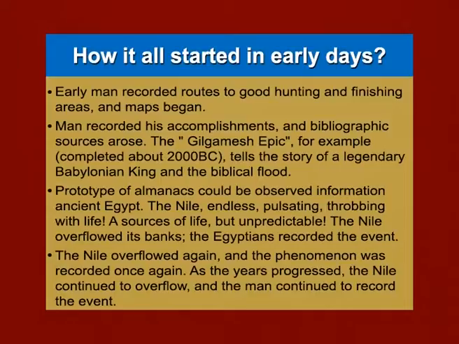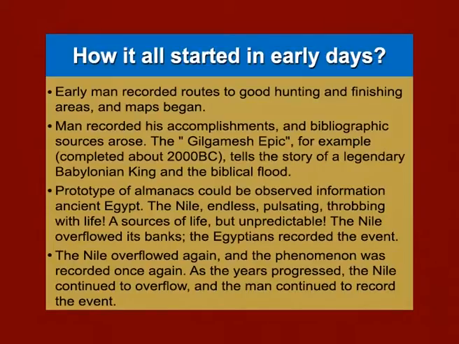Information in ancient Egypt: the Nile, the famous Nile river, endless, pulsating, throbbing with life, is a source of life but unpredictable. The Nile overflowed its banks, and the Egyptians recorded the event. So, you can see this kind of almanac, given what exactly happened to the Egyptians along the Nile river. All the instances and events related to the Nile were shown there. So, when a flood comes, what kind of measures should be taken, what is the duration of that particular flood, or how it gets devastated over time. Those depictions were all given. This is how the depiction of earlier times was shown.